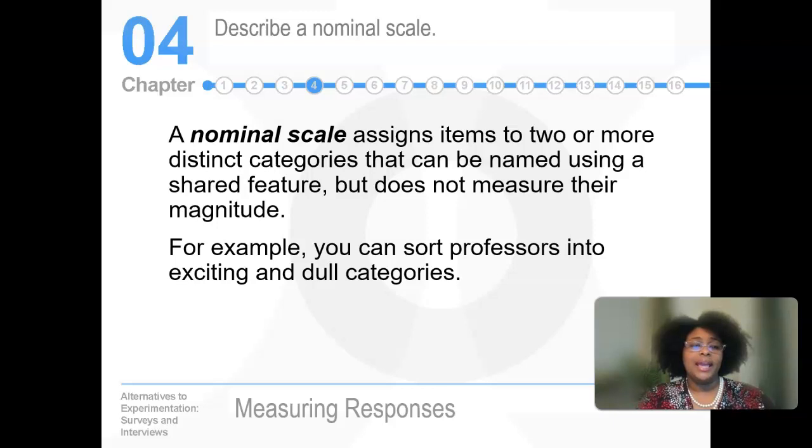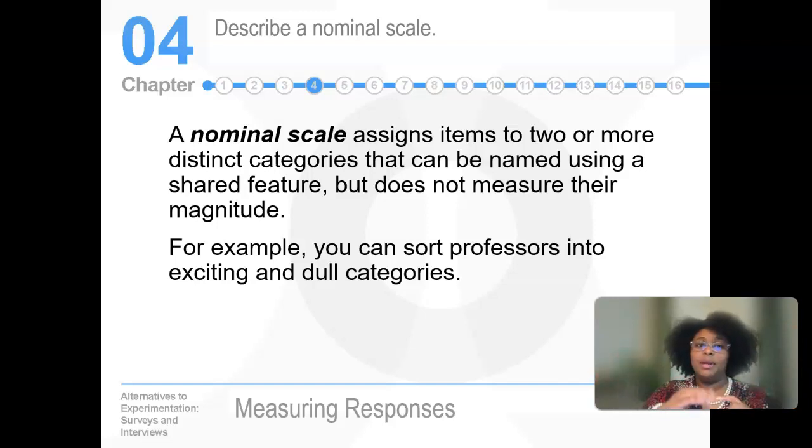I can take that category, males, and then I can take that category, females, and place them into categories. And I can also do numerical values as well. We'll talk about that in just a minute. So here's another example. You can sort professors into exciting and dull categories. So if my overall category was professors, I could do a nominal scale and give it a name. I can say, this is going to be my column for exciting professors, and then this is going to be my category for dull professors.